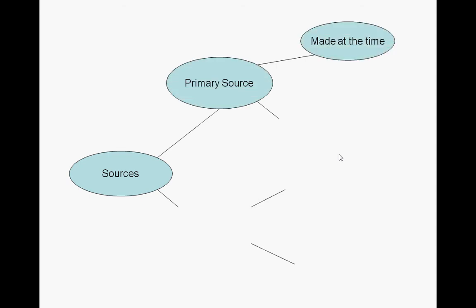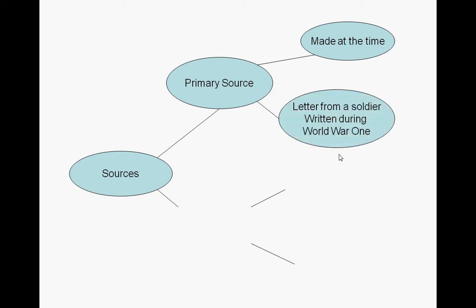A primary source was made at the time. For instance, a Roman coin made in 49 AD when the Romans were about is a primary source, in the same sense as a letter from a soldier which was written during World War I is also a primary source.